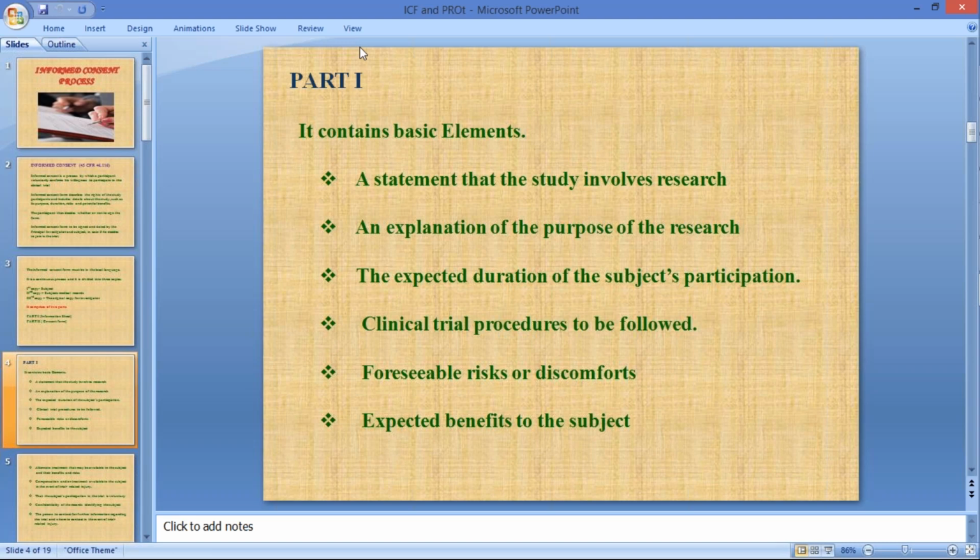Here in Part 1, we include a statement. That means we should tell them this is an experimental study. It's not observational. It's a clinical study. We are conducting research. So the statement that the study involves research.